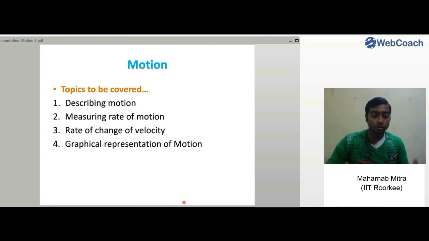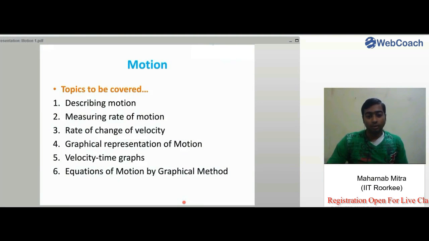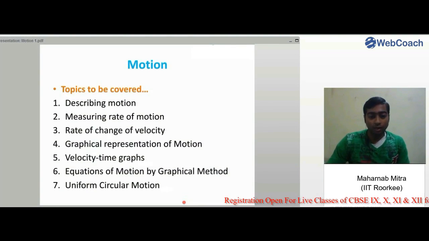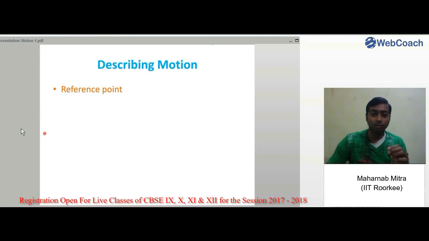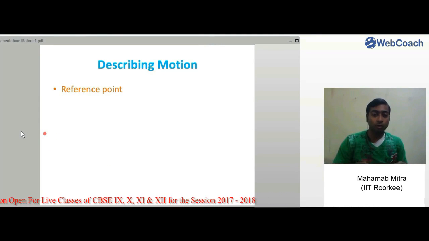then we will do graphical representation of motion, then we will talk about the velocity time graphs, equations of motion by graphical method, and finally we will talk about uniform circular motion. So let's start off with our first topic, describing motion.